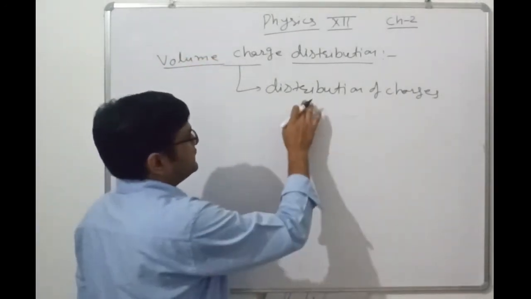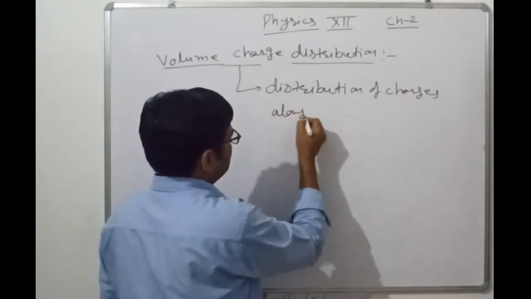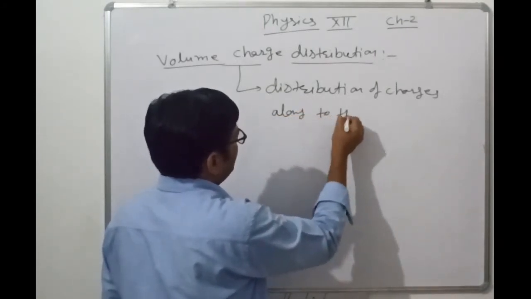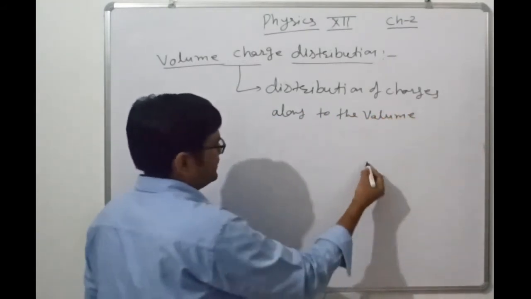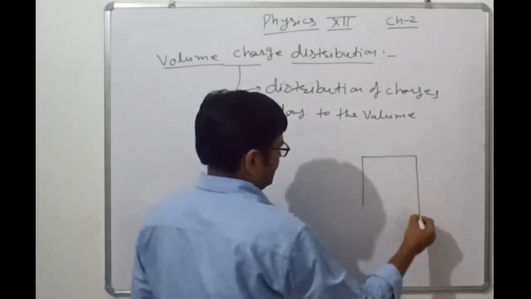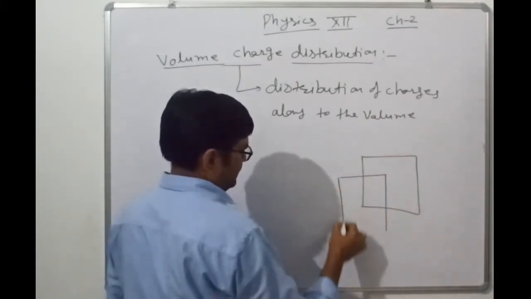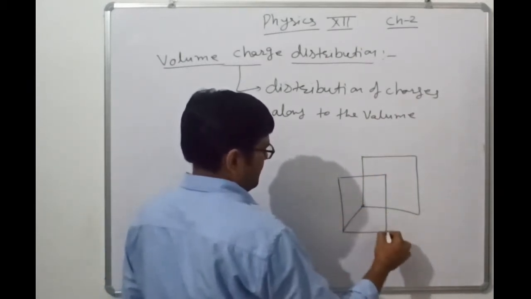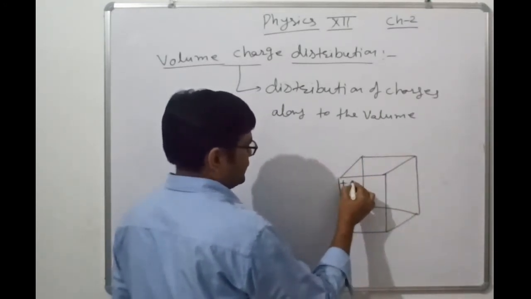Here the charges are distributed along the volume. Volume means the formulation looks like this. Here we are considering the formulations of another type, and the charges are distributed like this.